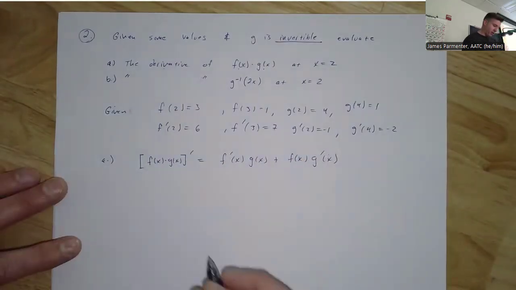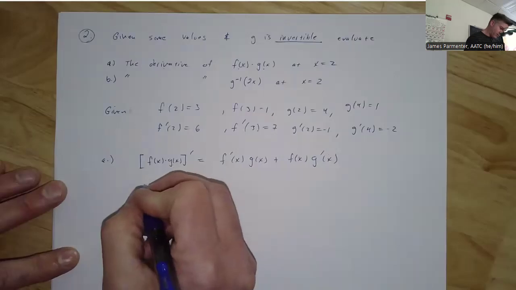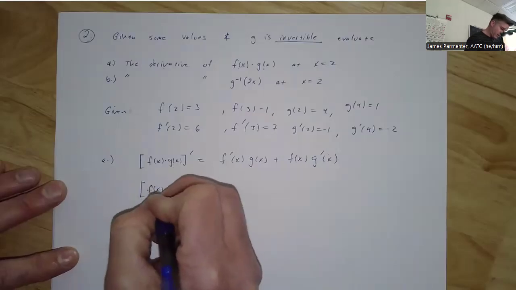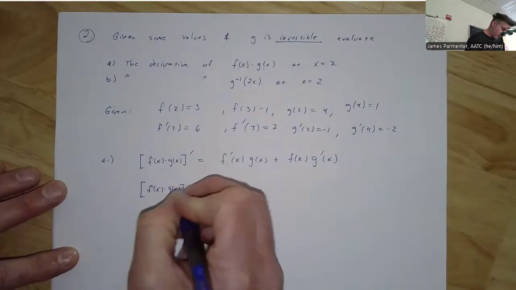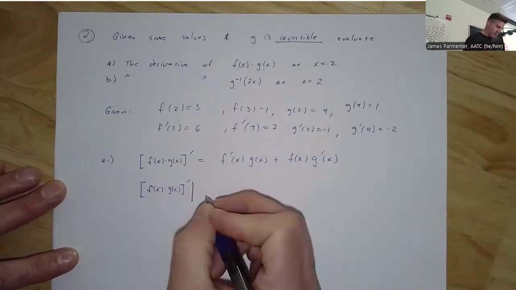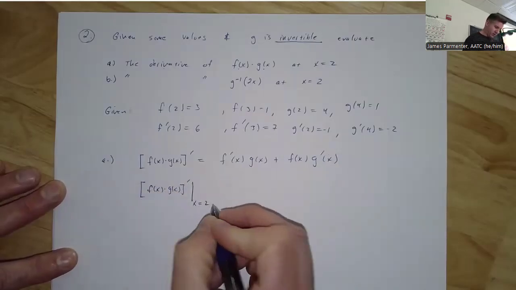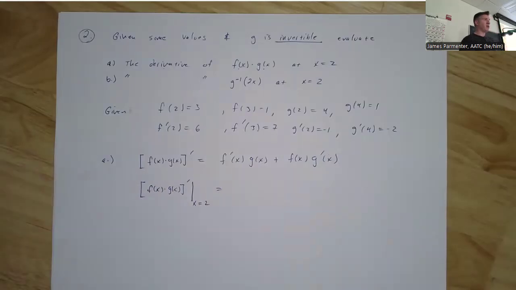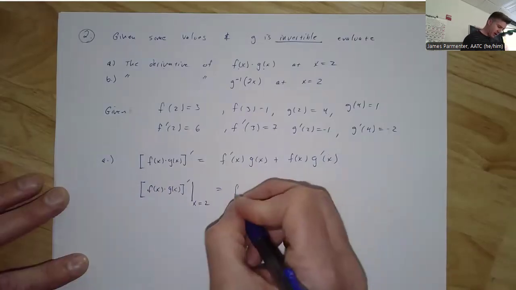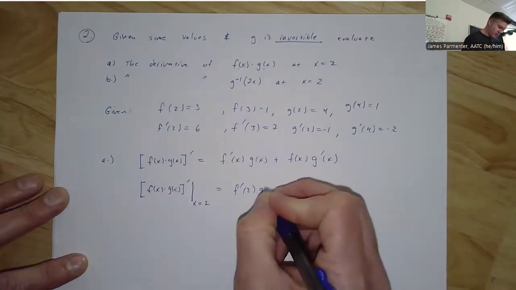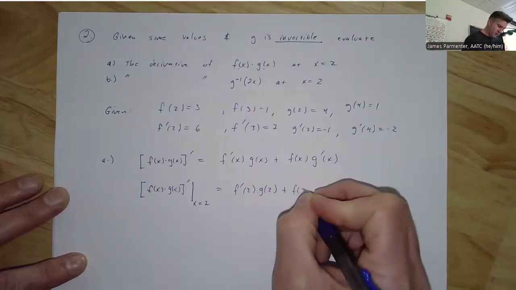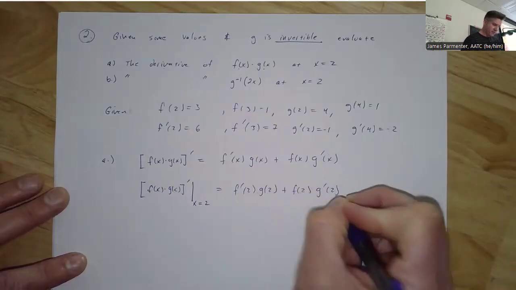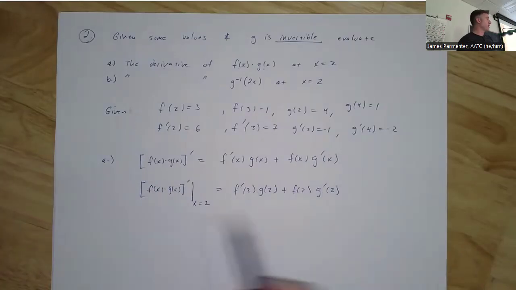And then I'm going to plug in 2. So I might write it this way. f of x times g of x prime evaluated at x equal to 2. I'm literally just going to plug in 2 for every x. So it's going to be f prime of 2 times g of 2 plus f of 2 times g prime of 2. I think it is worth writing this step.